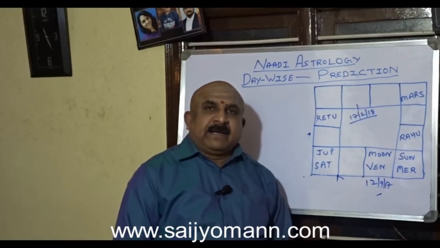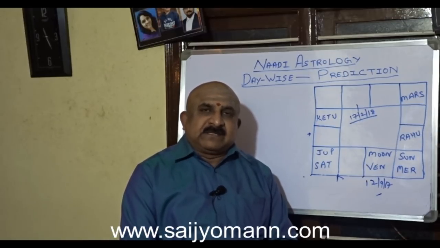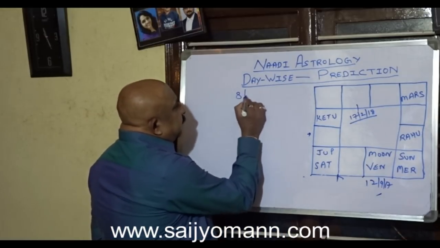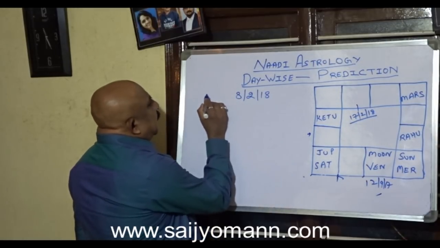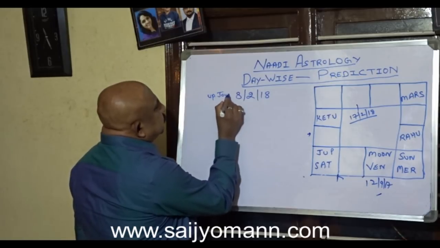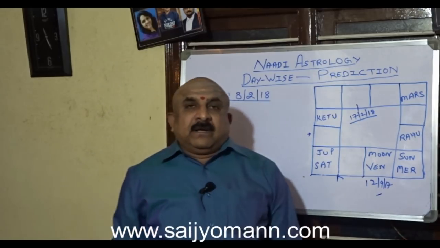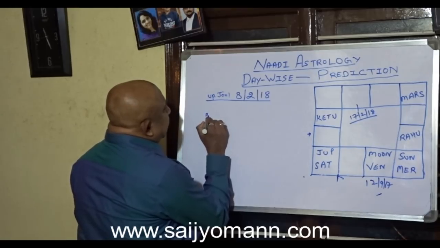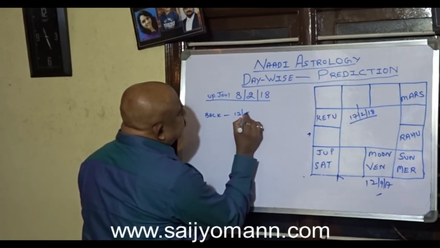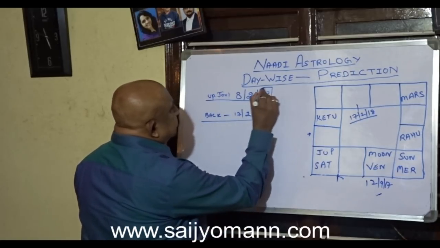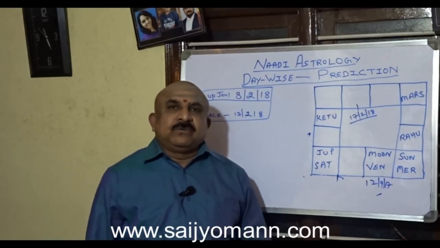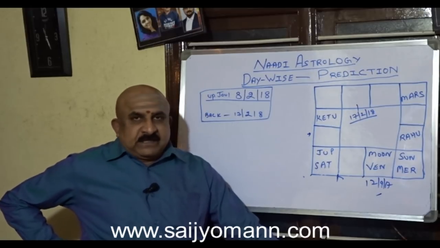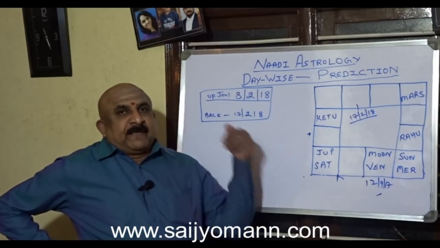This gentleman has booked a flight ticket for a pilgrimage center, and he is leaving on 8-2-2018, upward journey. He is returning back on 17-2. This is something to note, because what I say henceforth will go hand in hand with the dates.